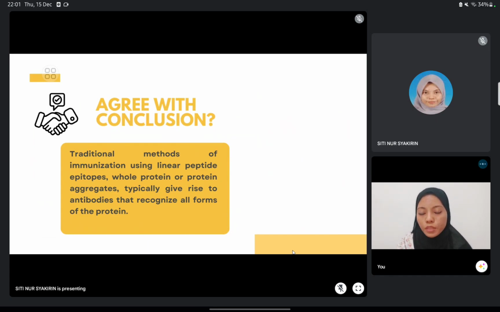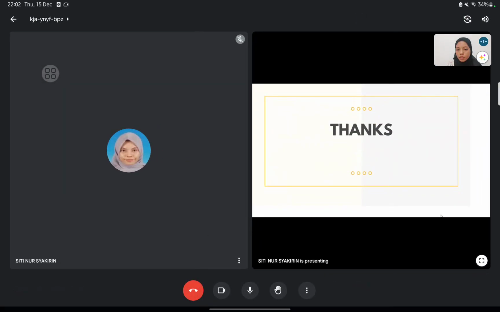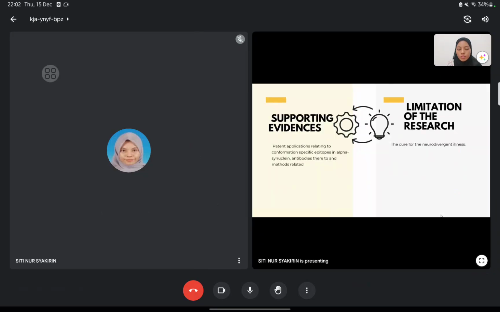For the supporting evidence, this method has actually been patented by researchers before this, and the application related to conformational specific epitopes in alpha-synuclein antibodies has also been patented. So the method is really used in daily life.